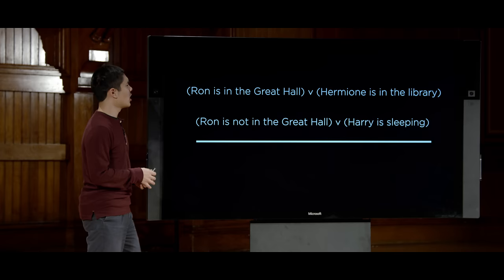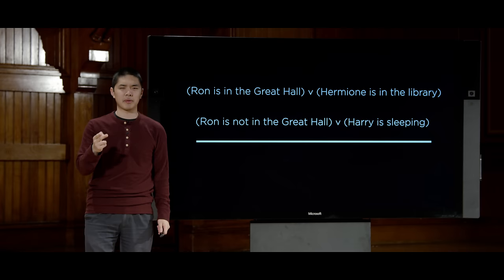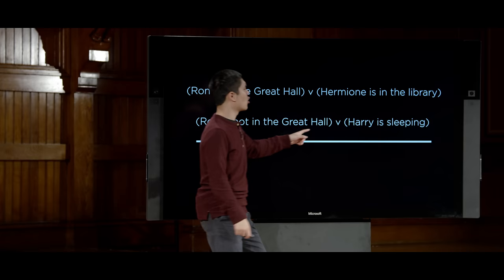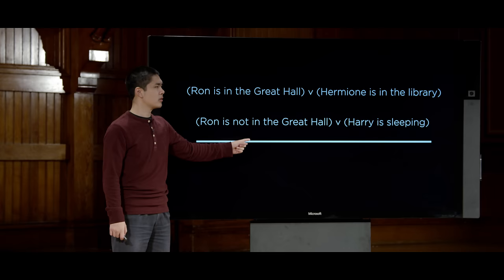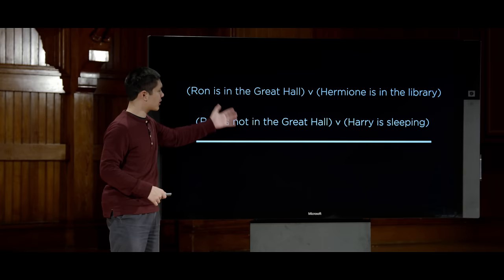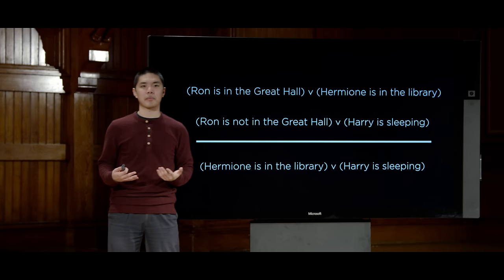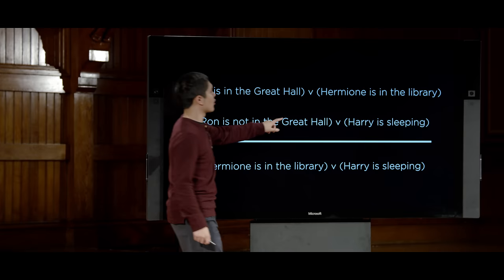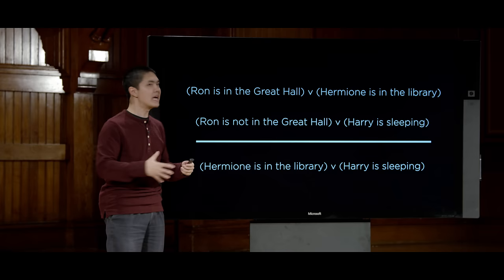What do I know here? Well, again, for any propositional symbol, like Ron is in the Great Hall, there are only two possibilities. Either Ron is in the Great Hall, in which case, based on resolution, we know that Harry must be sleeping. Or Ron is not in the Great Hall, in which case we know, based on the same rule, that Hermione must be in the library. Based on those two things in combination, I can say, based on these two premises, that I can conclude that either Hermione is in the library or Harry is sleeping. So again, because these two conflict with each other, I know that one of these two must be true. And you can take a closer look and try and reason through that logic. Make sure you convince yourself that you believe this conclusion.